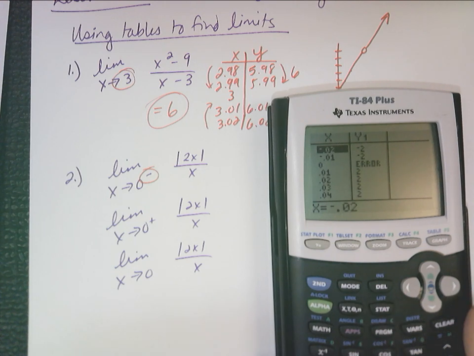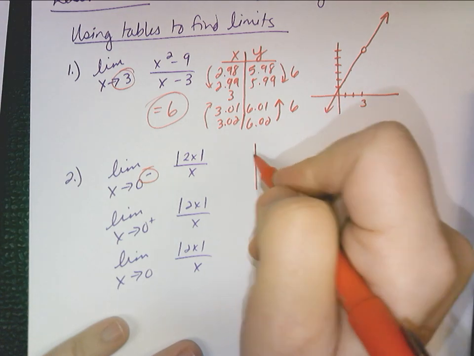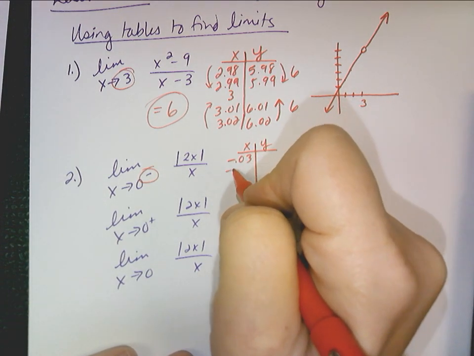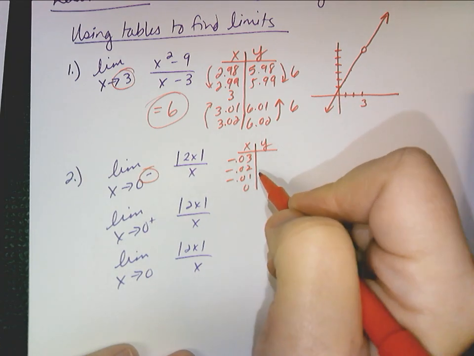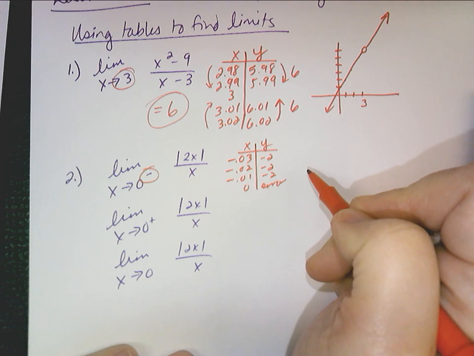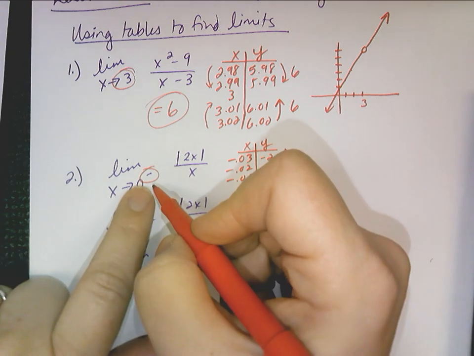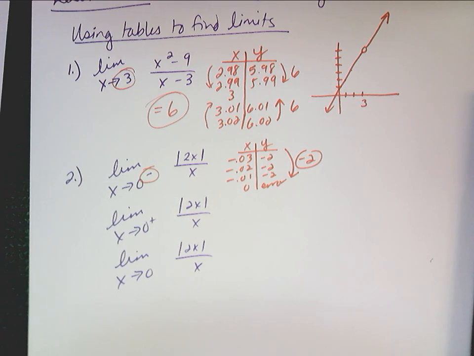So if you were graphing the table for this or looking at the table, you would make something like this. You'd say negative 0.03, negative 0.02, negative 0.01, 0. And all of these values are negative 2. This one's the error. Well, what are they approaching then from the left only? Negative 2. That is the limit on the left. Remember, you can have a left-handed limit. The left-handed limit is negative 2.